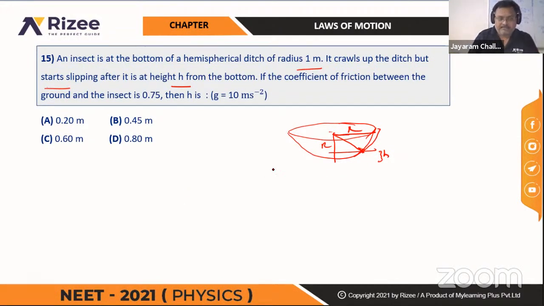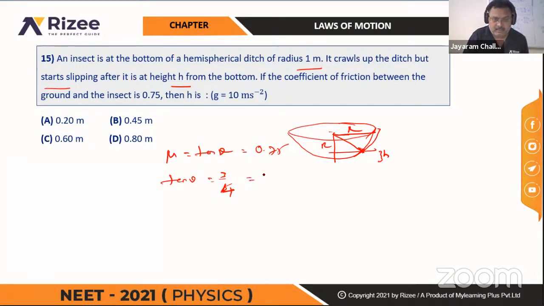So now, for just moving condition, angle of friction: mu is equal to tan theta. So from this one, coefficient of friction is equal to 0.75, in the sense tan theta is equal to 3 by 4, so 0.75 is 3 by 4. So the angle has to be equal to how much? That is theta is equal to 37 degrees that we will be getting.